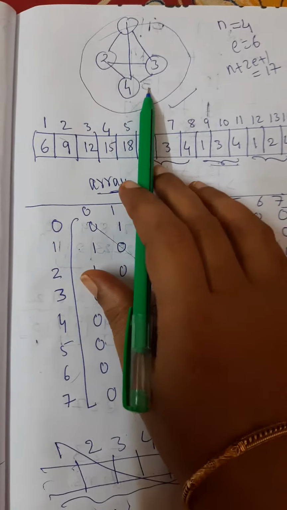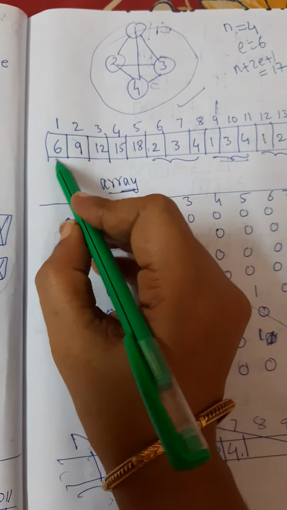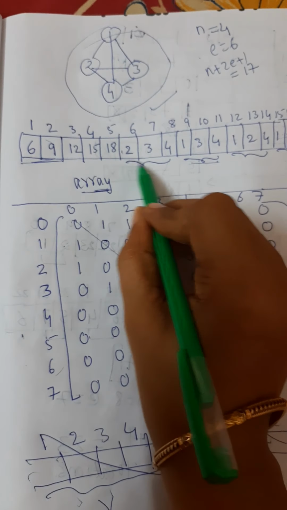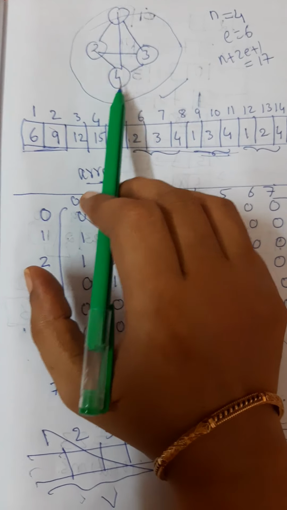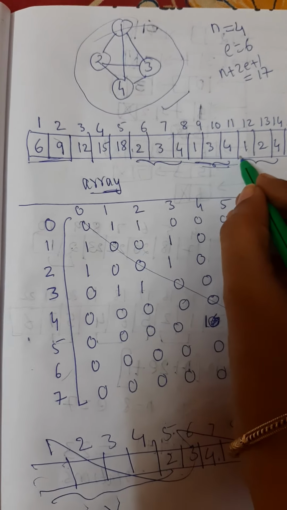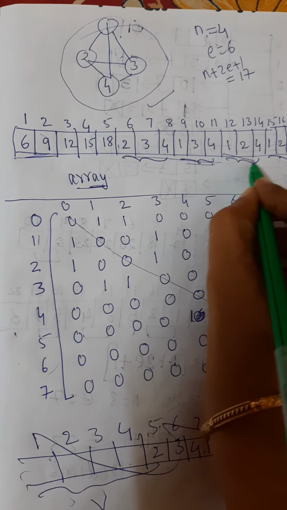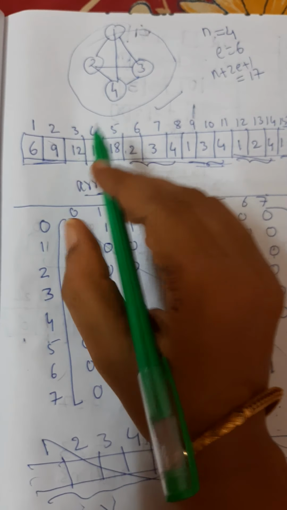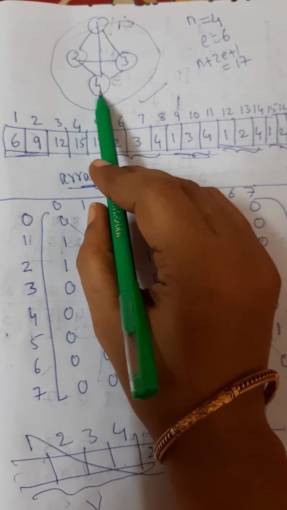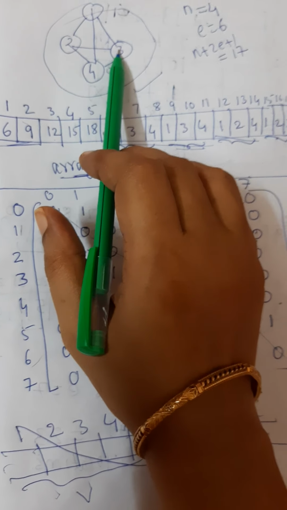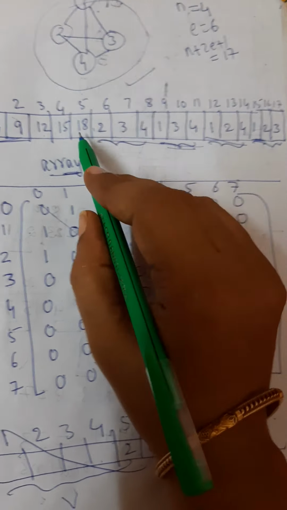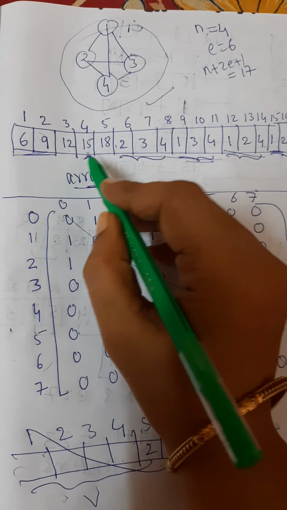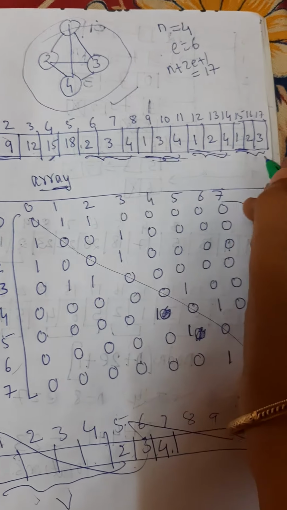Finished. Now come to 3. These 2 we have done, and here we have done up to here. Now what are the adjacent vertices of 3? 1, 2, 4. I am starting from 12. Now come to 4. The adjacent vertices of 4 are 1, 2, 3. So here I am starting from 15. So where is it stopping?